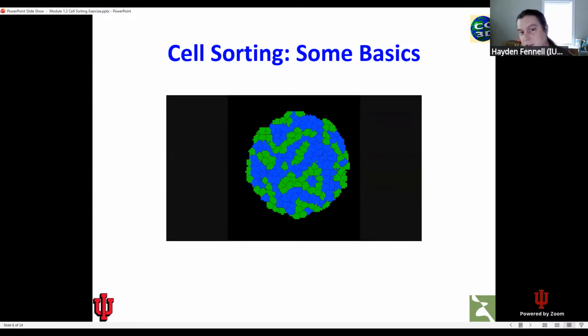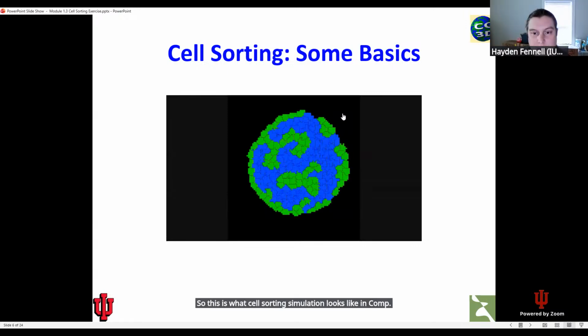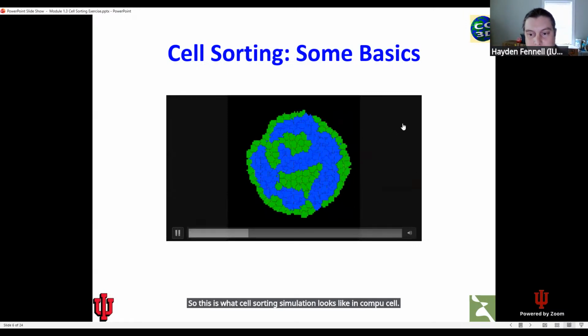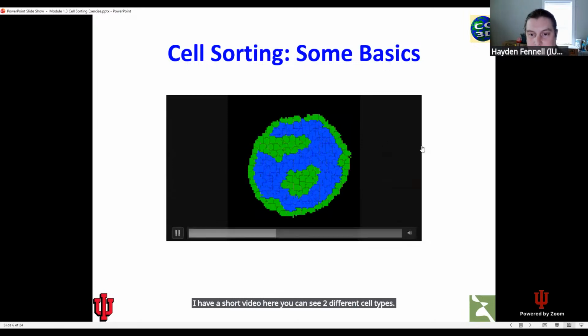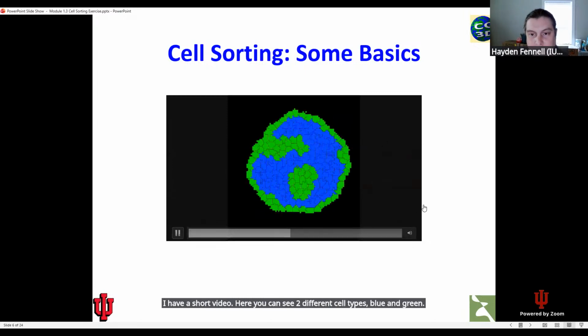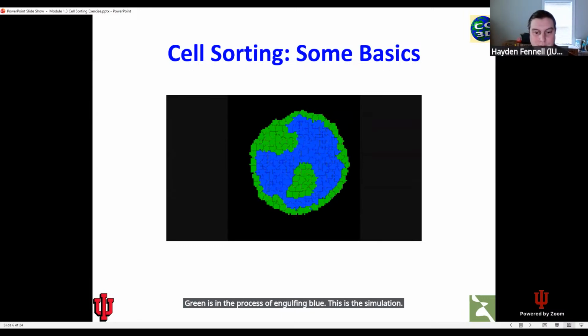So this is what cell sorting simulation looks like in CompuCell. I have a short video here. You can see two different cell types, blue and green. Green is in the process of engulfing blue. This is the simulation that we'll be building here in just a moment.